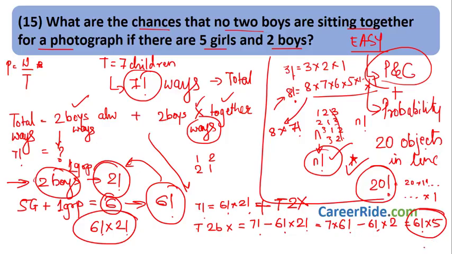Now, this is not the answer. What is the answer? What do we want actually? Take a look over here. We want the probability, or come directly over here.